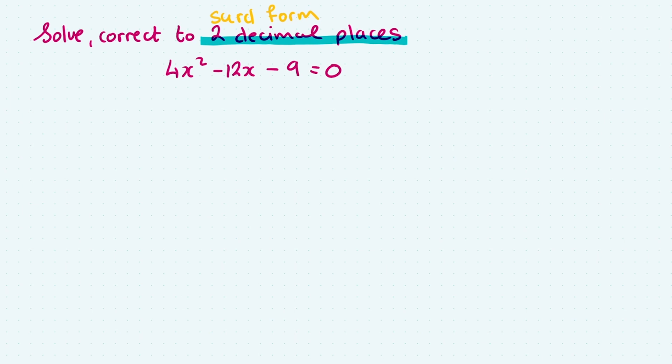Or alternatively, if your quadratic is nasty looking with huge numbers and you just want a quick fix to solve it without factorising, we're going to use the quadratic formula. So again, because the question says correct to two decimal places, we need to think about the quadratic formula, which is on page 20 in our log tables.